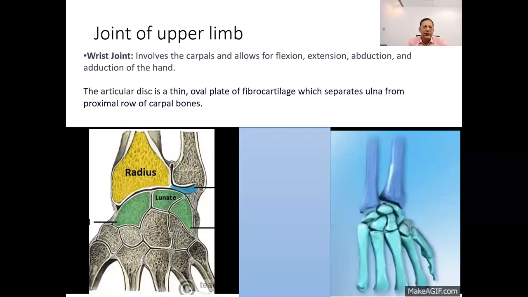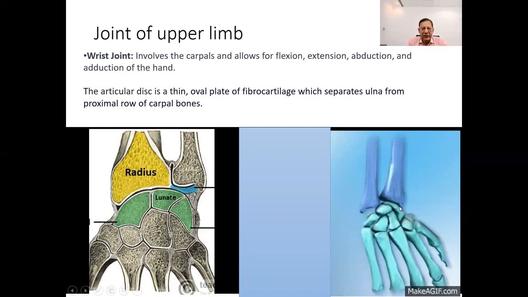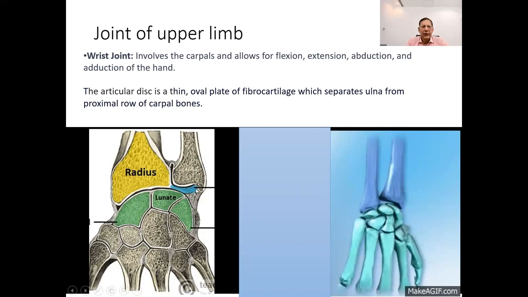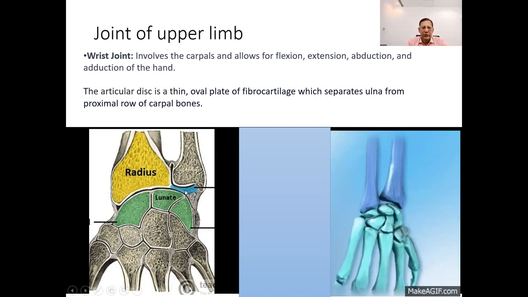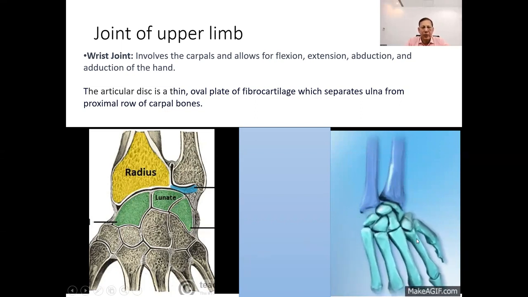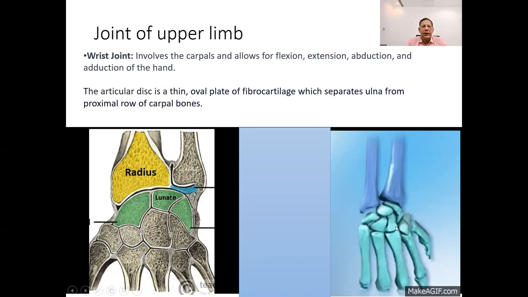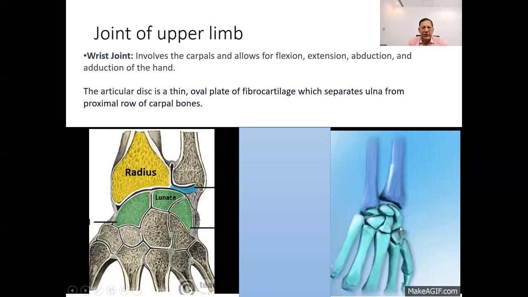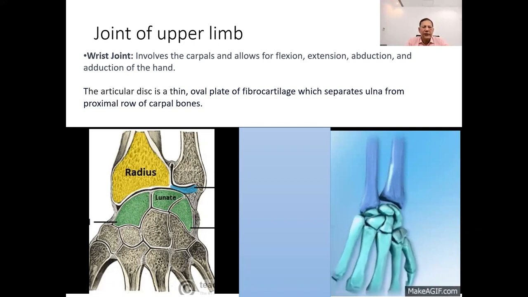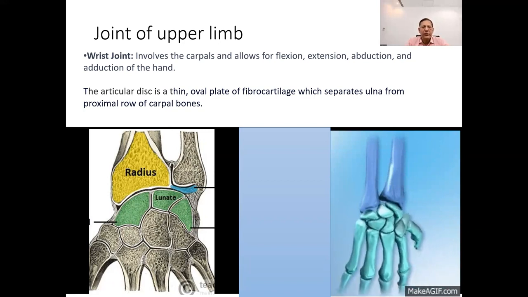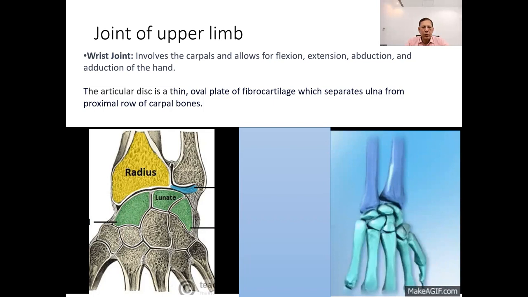The ulna does not articulate with the carpal bones because of the presence of a fibrocartilaginous ligament called the articular disc. The wrist joint is responsible for the movements of the hand and plays a crucial role in various activities involving hand functions. The wrist joint also allows for various movements including flexion, extension, abduction, adduction, pronation and supination movements of the forearm and the wrist motion also.